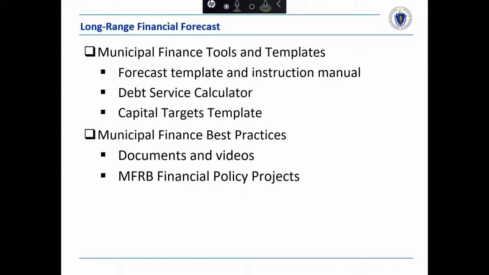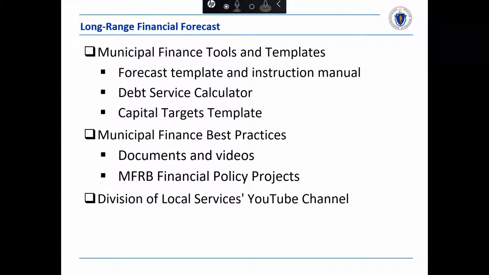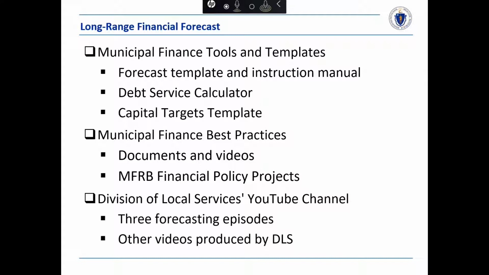In addition, under the Financial Management Resource Bureau, you can find policy reports prepared for specific communities. We encourage you to read through a few, comparing them to your own formal policies, and possibly identify policies that you may not have, or greater detail you might want to consider incorporating into yours. And last but not least, we encourage you to visit DLS's YouTube channel. There you will find the first 3 forecasting segments, along with a variety of topics we've published for local officials to view on their own.